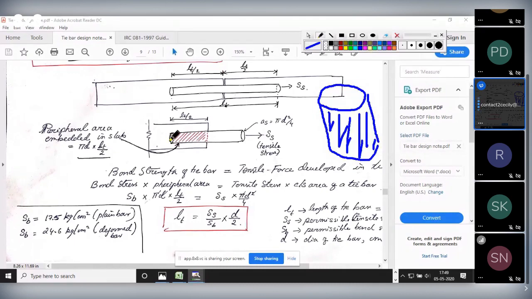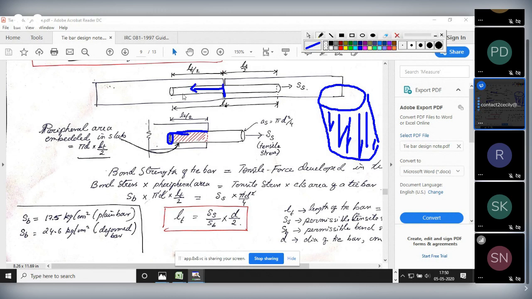Similarly, we can get that area here also. How? We know this diameter, so obviously we know the radius and we will know this perimeter. That perimeter is 2 pi r, and half of the portion is inside this slab, so this length will be only the total length of the tie bar by 2, that is L_T by 2. Total length of the tie bar is L_T. So only half of this is inside this slab, so I am considering that for this area.